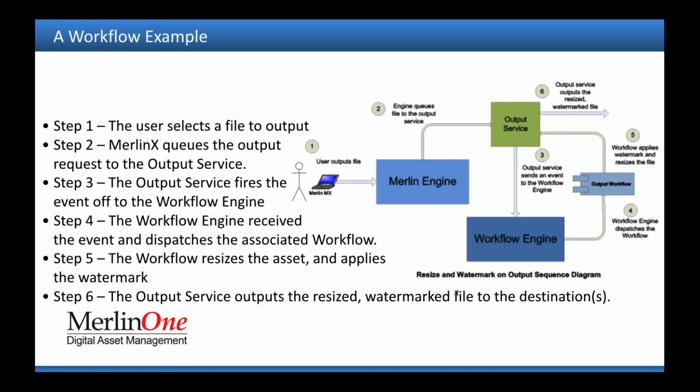And the workflow engine receives the event and then basically dispatches the associated workflow back to Merlin. So in this case, that associated workflow, and I'm going to show this to you, resizes the asset and applies a watermark. And then the output service takes that file and sends it to the predefined output destination. Okay, so this is exactly what I'm going to show you. So that's enough of our slides.